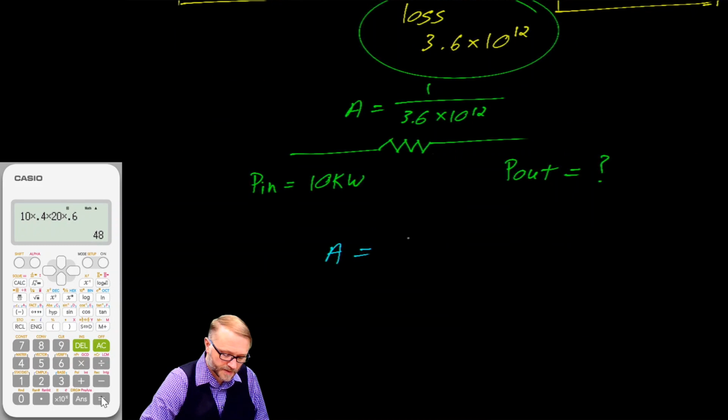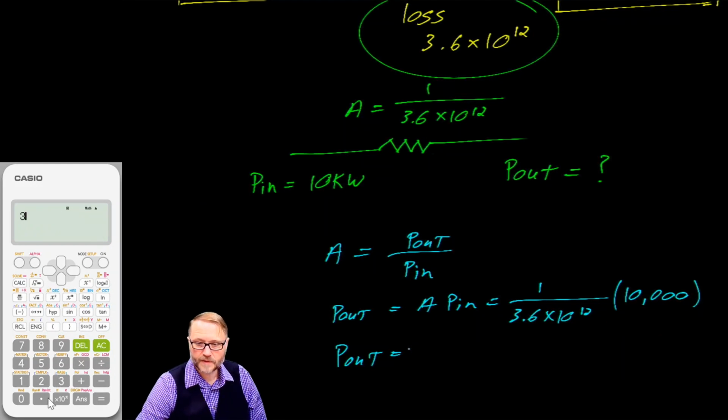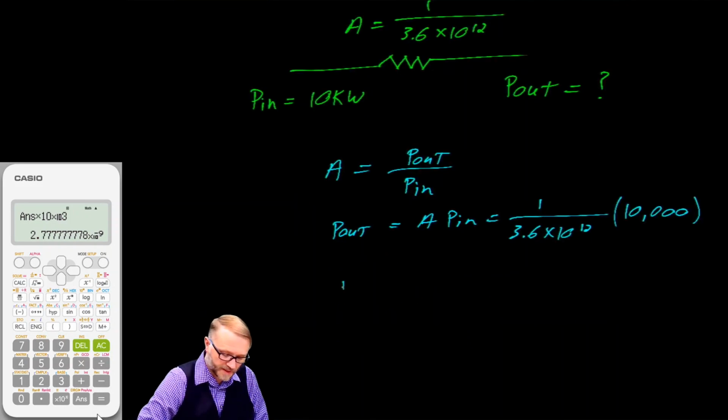Using our gain equations, we see that that's equal to power out over power in. Solving for power out, that's gain by power in. In this case, it's 1 over 3.6 times 10 to the 12 by 10,000. So our output power is 3.6 E12. We'll take the inverse of that, multiplied by 10,000. The result is 3.8, and because it's 10 to the negative 9th, that would be nanowatts.